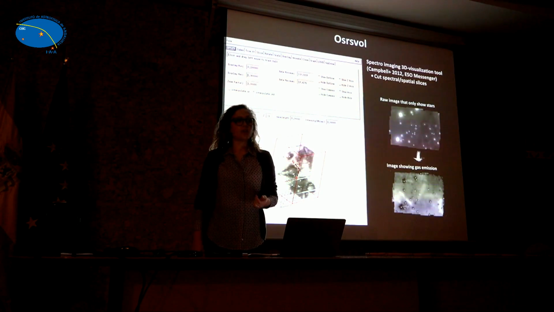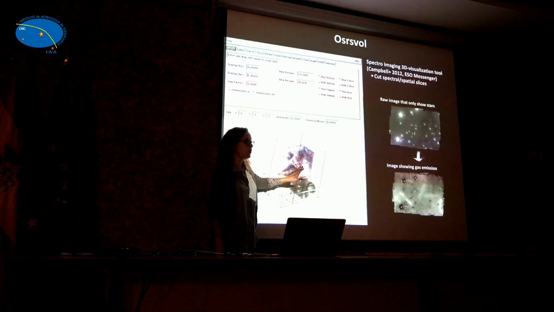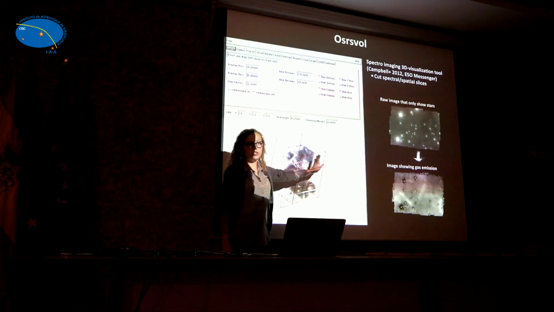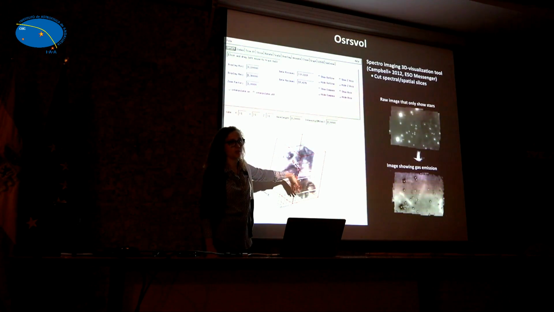And here is what you get when you subtract the stars. So you start seeing structures, both blue shifted and red shifted, and there is a kind of plateau of probably foreground emission at around 0 velocity.